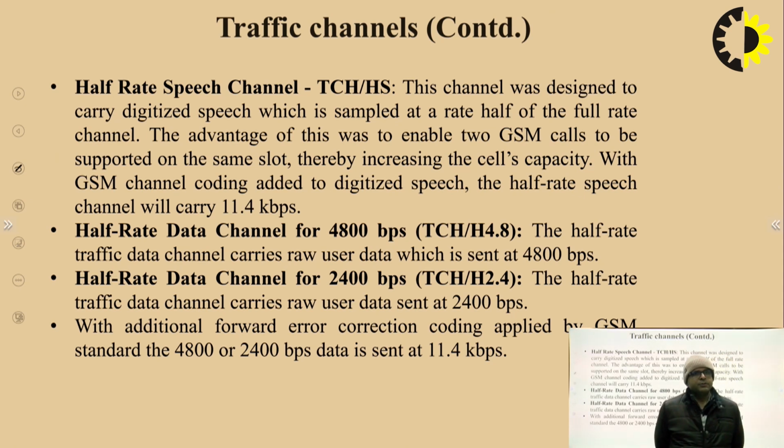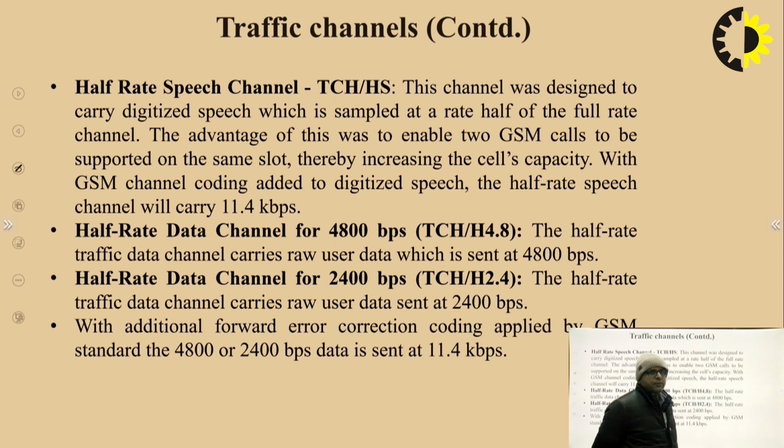Similarly, half rate speech channels are designed to carry digitized speech which is sampled at half the rate of the full rate channel. The advantage of this was to enable two GSM calls to be supported on the same slot, thereby increasing the cell's capacity. Different types of half rate data channels are used, which are represented by TCH H 4.8, in which the data rate is 4.8 kbps, and TCH H 2.4, where the data rate is 2.4 kbps.